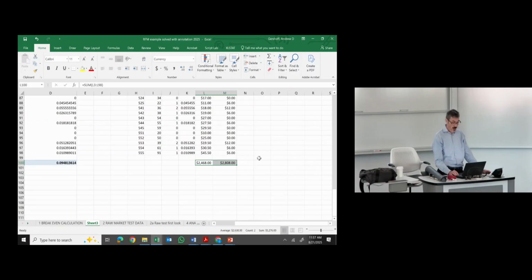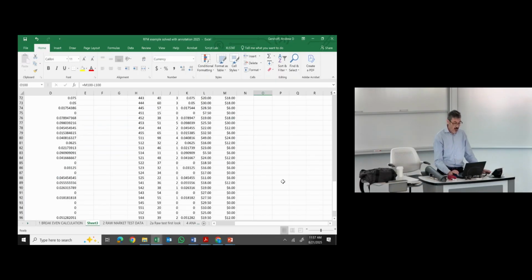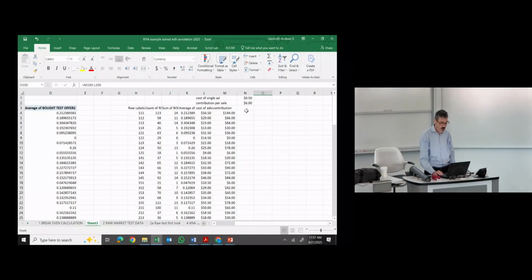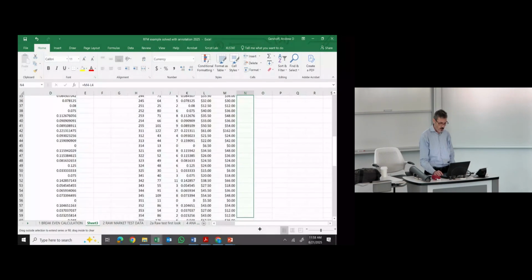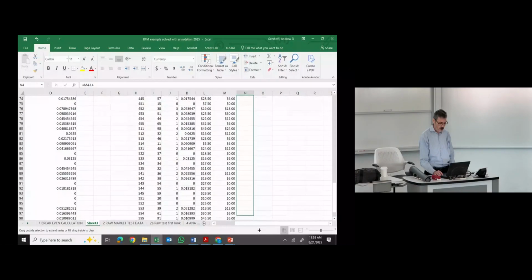Right, 2,808, we've seen that before. And so how much money did I make overall? Before we saw 2,808 in contribution minus the advertising cost, which gives $340. So that's across everybody. I can now look at that inside each one of these segments. How much money did I make on segment 111? Equals the contribution minus the cost of the advertising. So I could just drag all these down. This is everything.